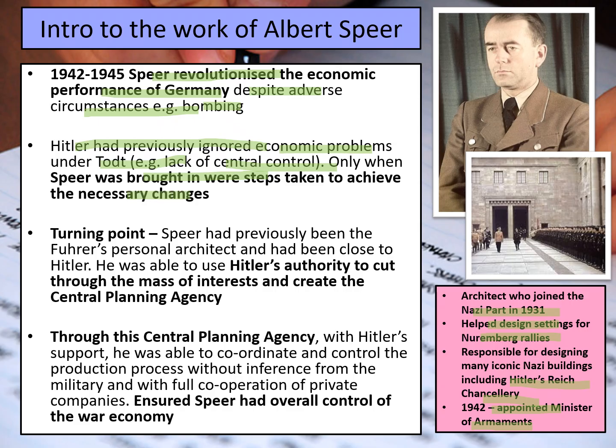So the key turning point is the Central Planning Agency from April 1942. Through this, they are able to give Speer overall control of the wartime economy and make it so much more efficient than it had been. Remember, he doesn't just do this, he's also really important for other aspects of wartime policy, including the use of forced foreign labour and also getting more women into factories as well from 1943.